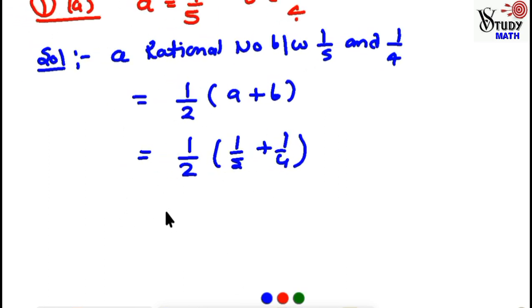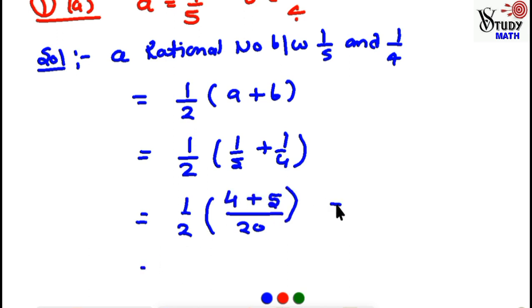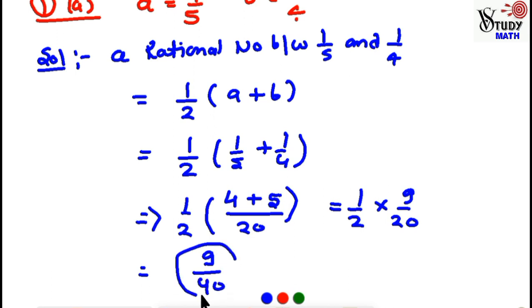Now 1 by 2, the LCM will be 20, 5 fours and 4 fives. So what we have is 1 by 2 multiplied by 9 by 20. So the final answer will be 9 by 40. 9 by 40 will be the answer of this question.